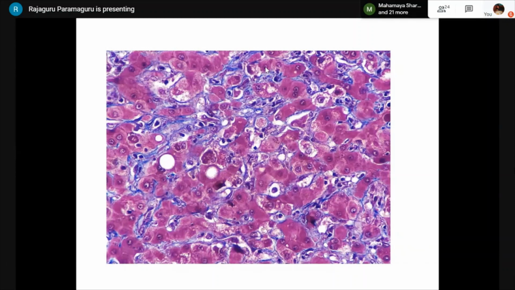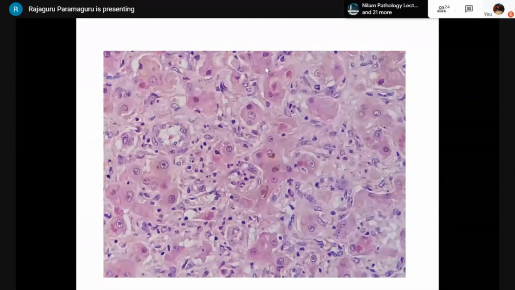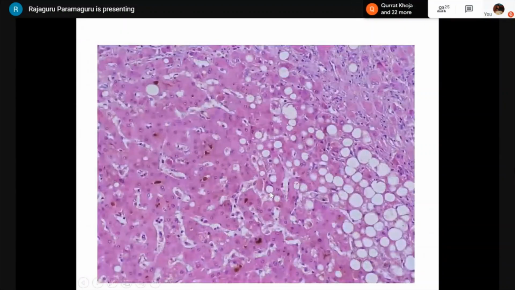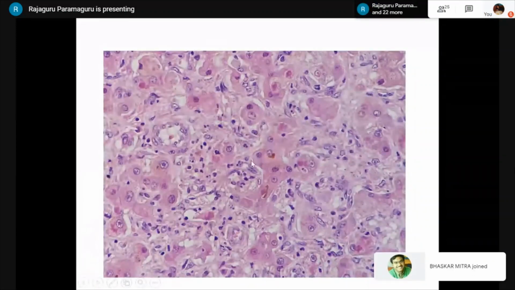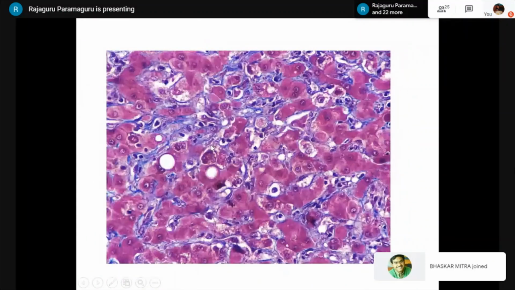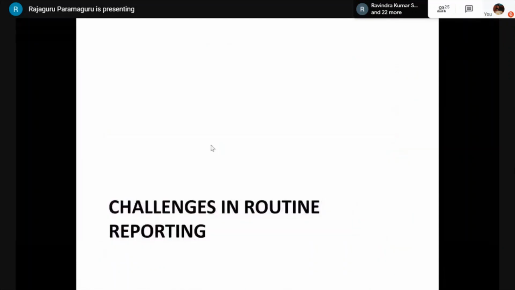Sir, alcoholic liver disease, sinusoidal, perisinusoidal fibrosis with Mallory-Denk bodies you are able to see here, canalicular cholestasis, and then lots of steatosis, neutrophilic satellitosis also over here. So this is a case of alcoholic steatohepatitis with cholestasis.